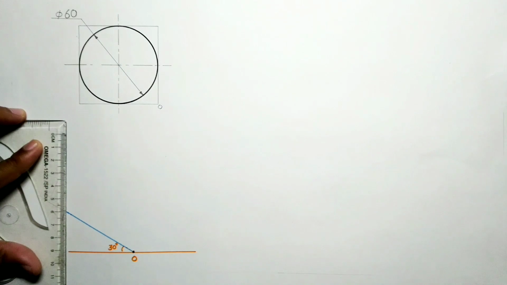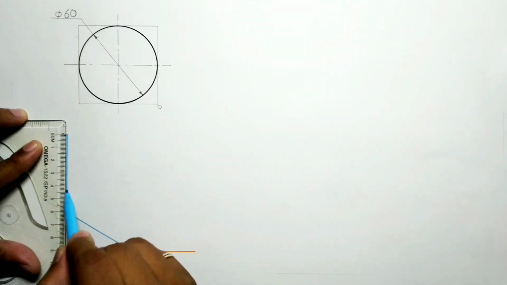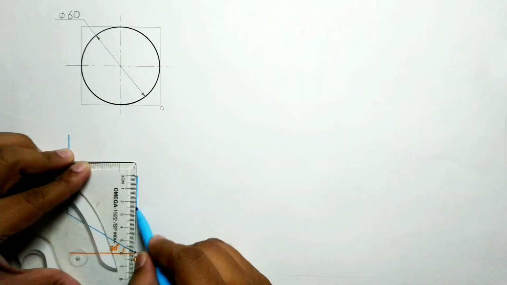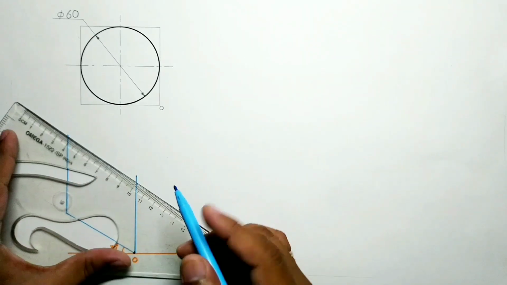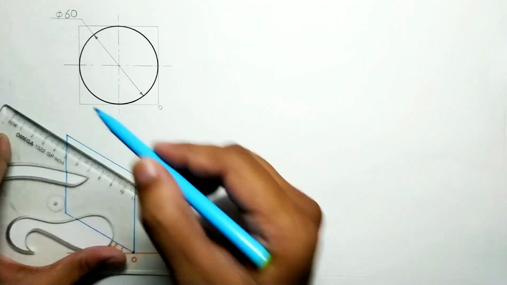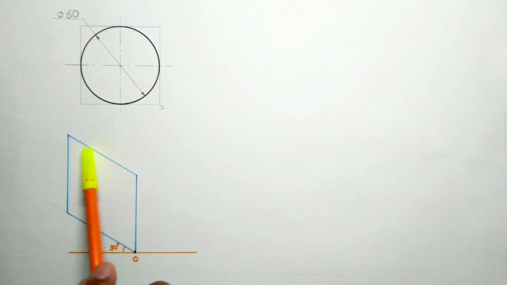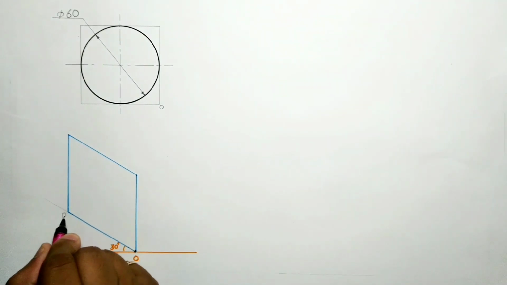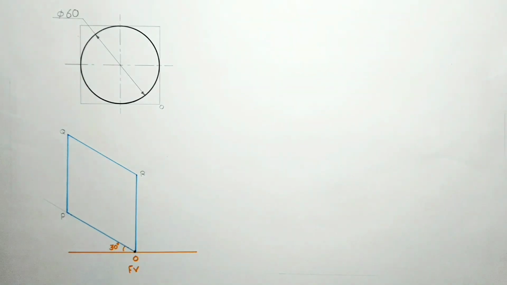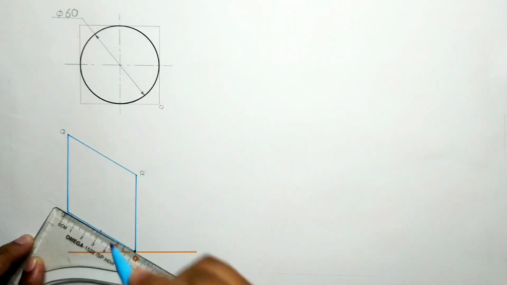This line is a vertical line because it is a height. Then from origin to this point, this is also 60 mm, and then join this. Now you can see this is the isometric projection of this square, O P Q R. Now take all the centers of all these lines.